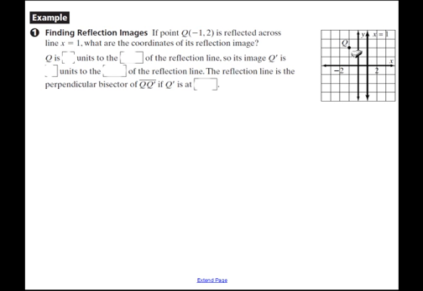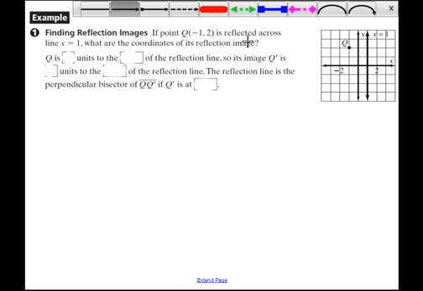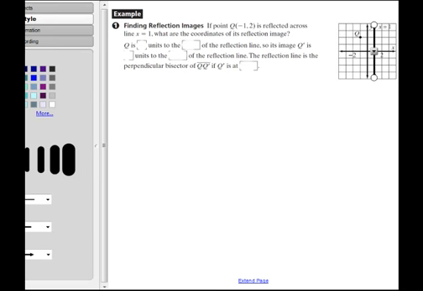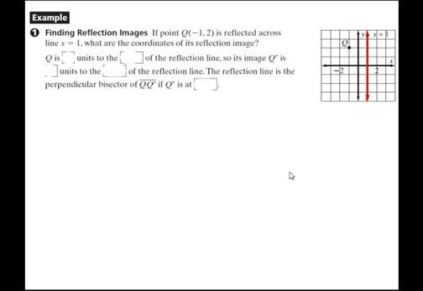Well, again, if we start here at Q, we can see that Q is 2 units away from that line x equals 1. So if it's 2 units to the left, when we're done it should be 2 units to the right. Let's make a different line here and see if we can't make it a little easier to see. I'm going to change the color of this line. Okay. Hopefully that will make it a little easier to see.